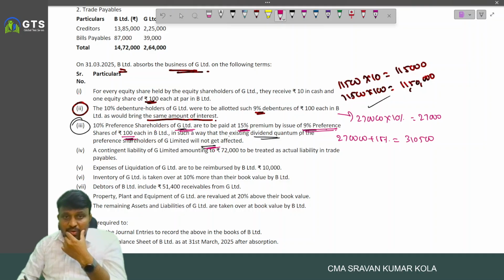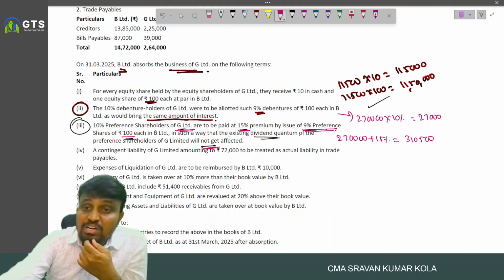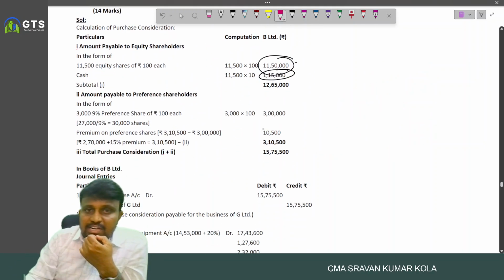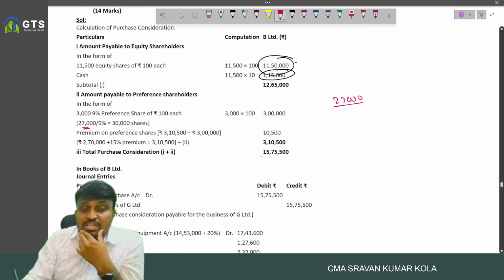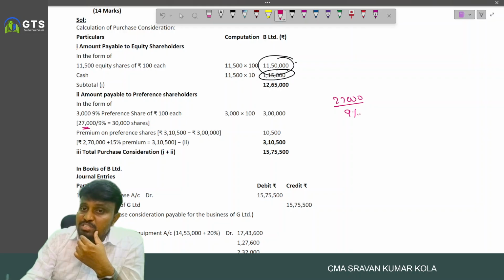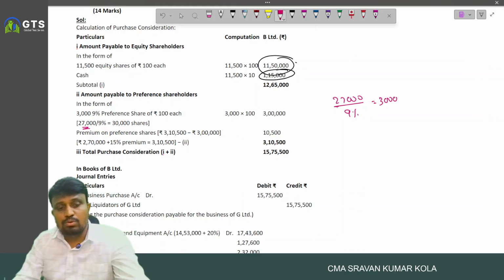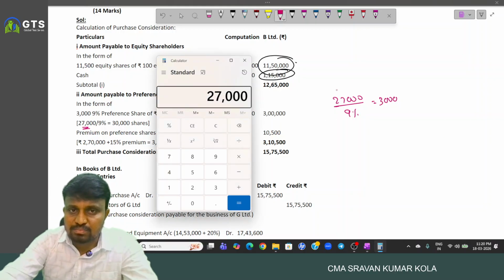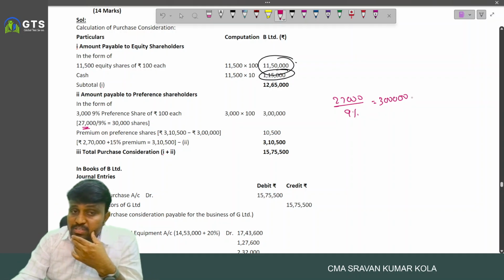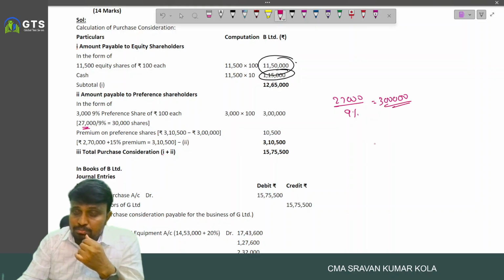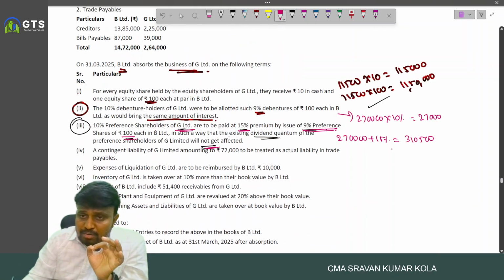Existing dividend quantum. What is the dividend they are getting now? 27,000. Okay. 27,000 by what are the preferences we are issuing? 9% preferences. 27,000 by 0.09, nothing but 3 lakhs. So 3 lakh amount we are giving. Okay. So remember.